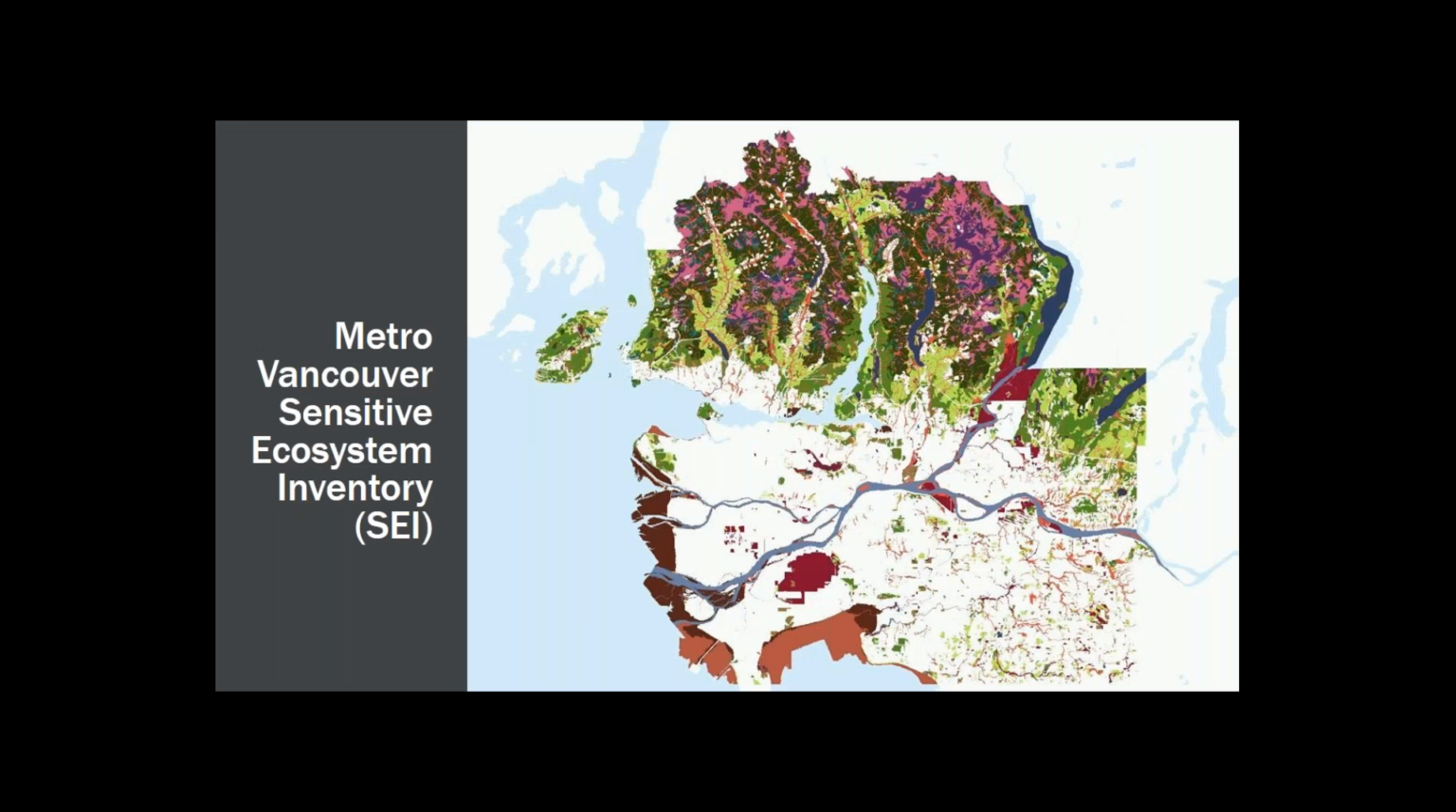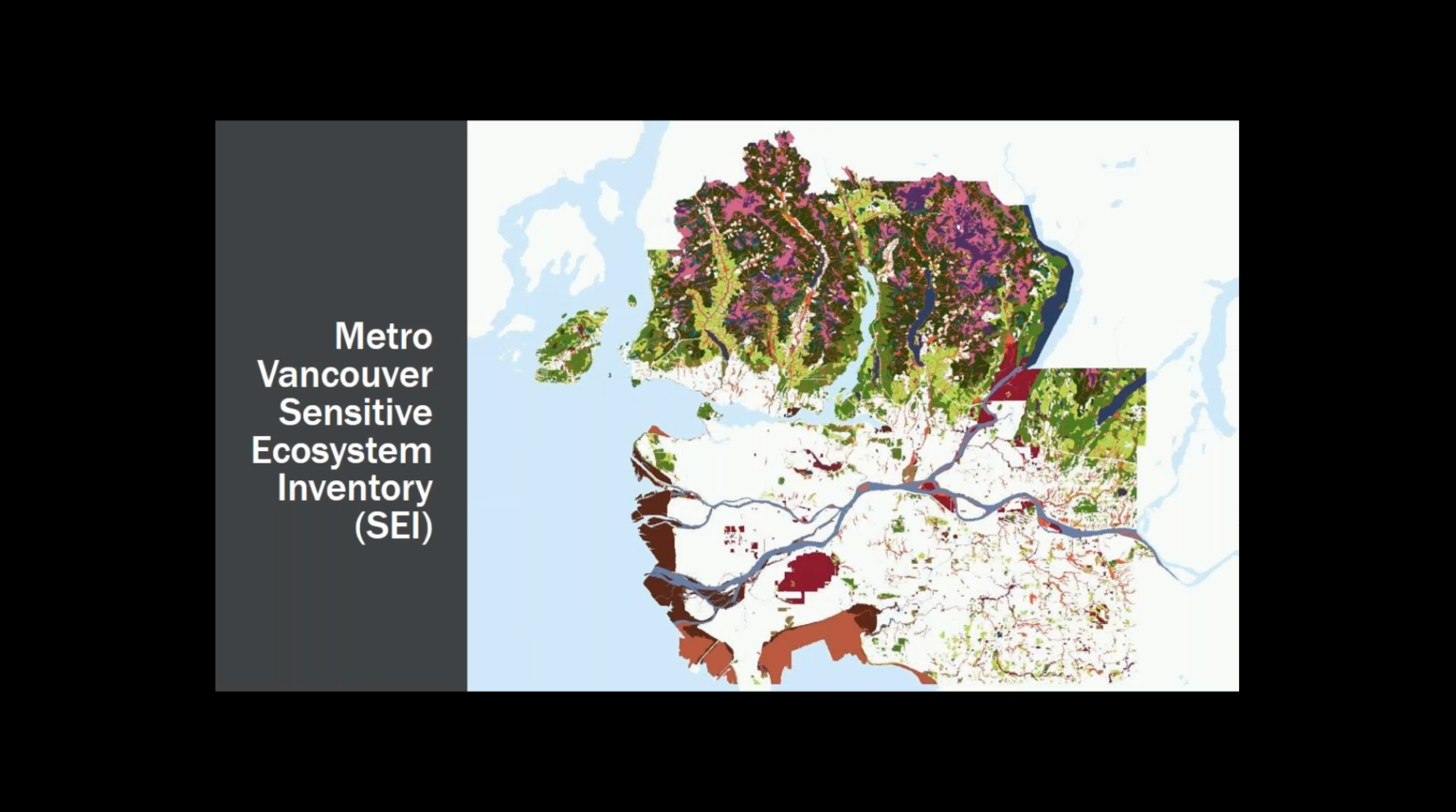So the SEI maps areas that are ecologically sensitive, rare, at risk, or important for biodiversity. And we map several classes of sensitive ecosystem, for example, old forest, wetlands, alpine, estuarine, riparian classes. And then each of these classes is broken into subclasses. So for example, for wetland, we map bogs and fens, marshes, shallow water, swamps, etc. And these sensitive ecosystems are mapped as small as 1/2 hectare, which is pretty small for a regional scale inventory.